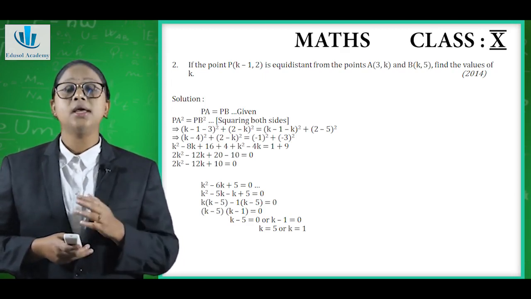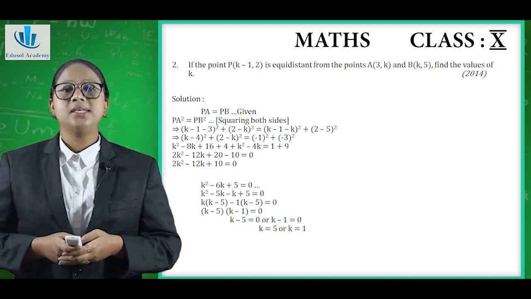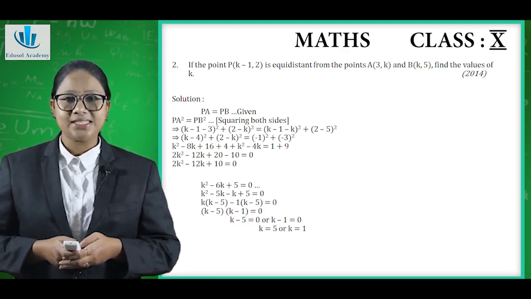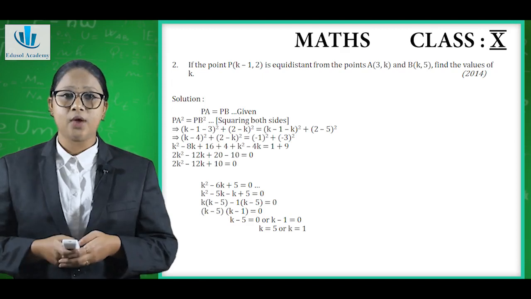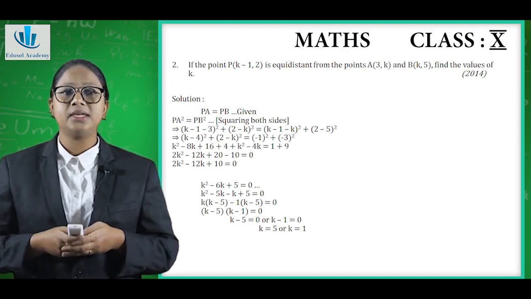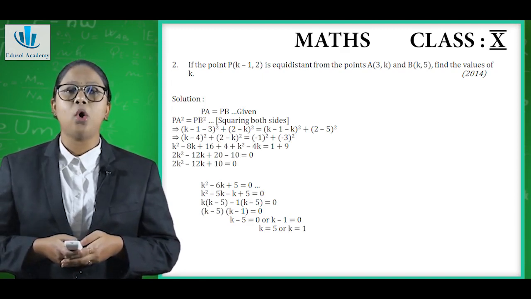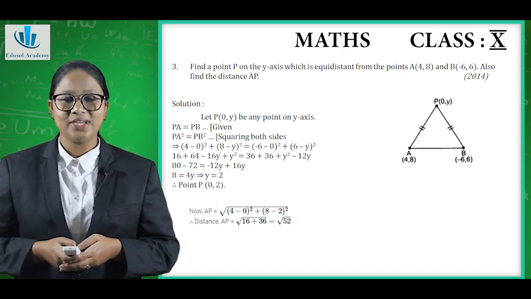Now squaring, we'll eliminate the root. So PA square is equal to PB square. On putting values, we will get the equation k square minus 6k plus 5 is equal to 0. Now that's a quadratic equation, so we have to solve by splitting the middle term. So we will get k is equal to 5 or k is equal to 1. Now here comes the third question.